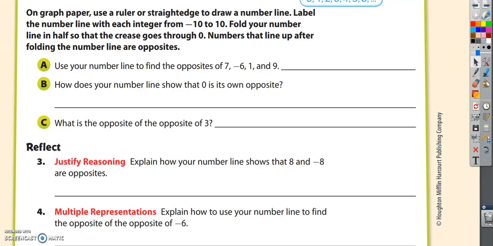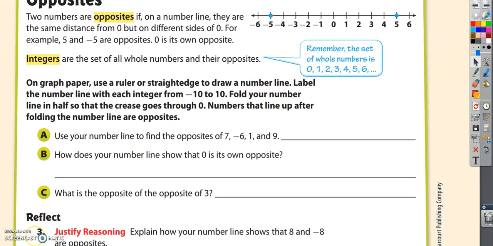Question A reads, use your number line to find the opposites of 7, negative 6, positive 1, and 9. I could actually use this number line right here to show a couple of those opposites. I can't quite do 7, but I could do -6. I'm going to identify -6 and put a dot right here. And if I counted from -6 to 0, it would be 1, 2, 3, 4, 5, 6 spaces. And the other number that is 6 spaces from 0 would be +6.